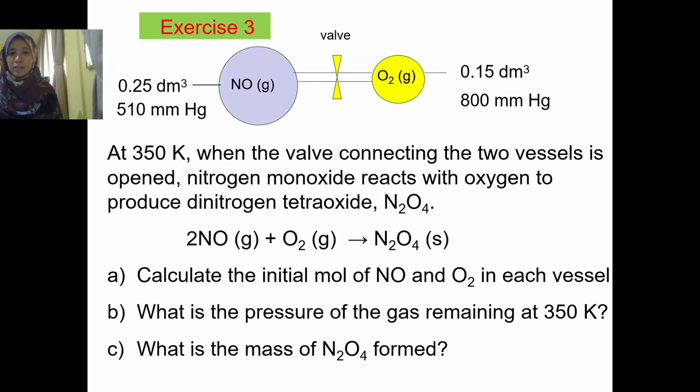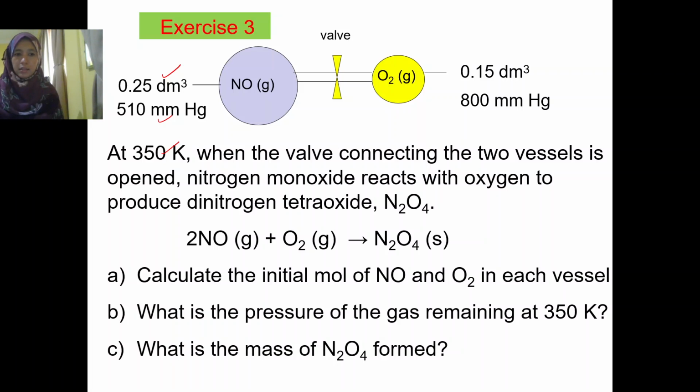Okay, now exercise 3. Okay, sama juga ni kita ada 2 vessel. So when the valve is open, nitrogen monoxide, okay, so this thing reaction berlaku. NO react with oxygen, okay, produce N2O4. So this one produce a new substance. Okay, so the first question, calculate initial mole, NO, O2. So we have volume, we have pressure, so temperature. So bolehlah calculate mole using PV and RT.